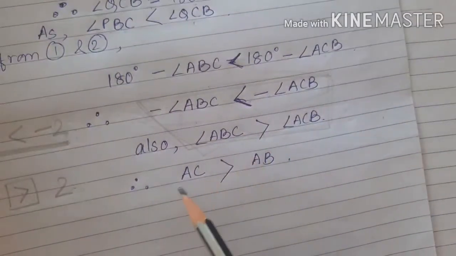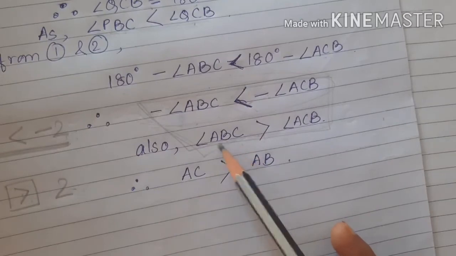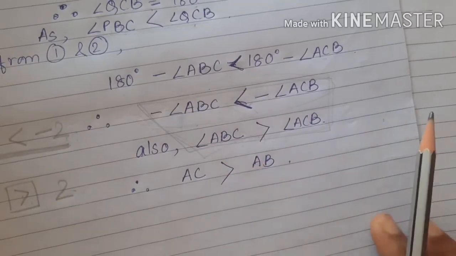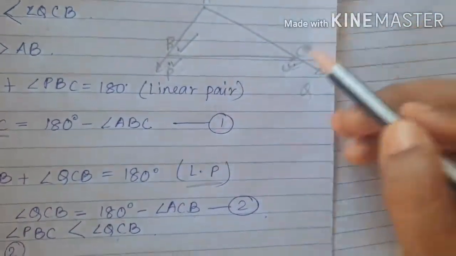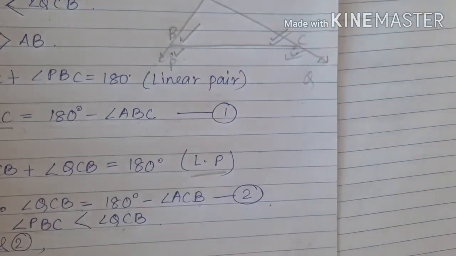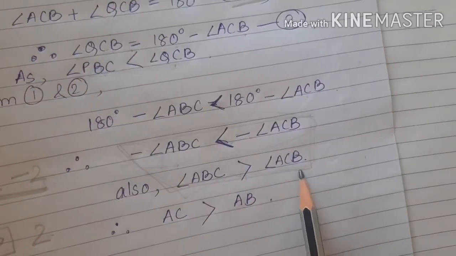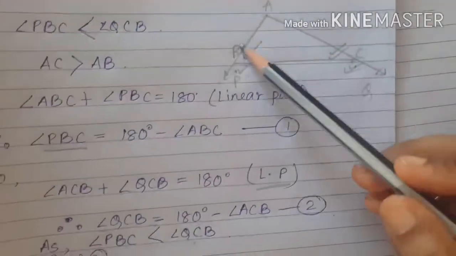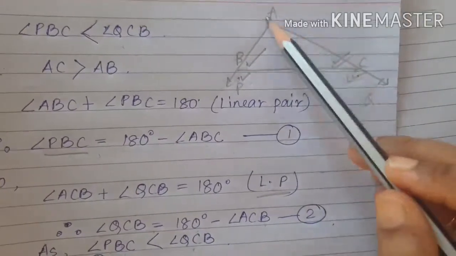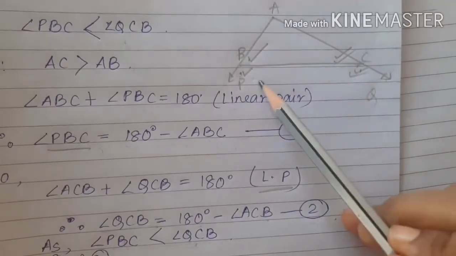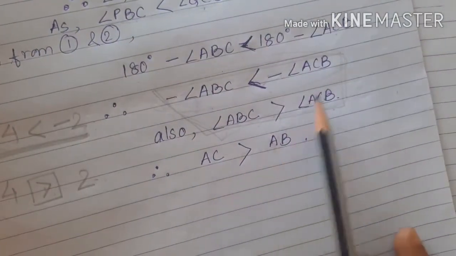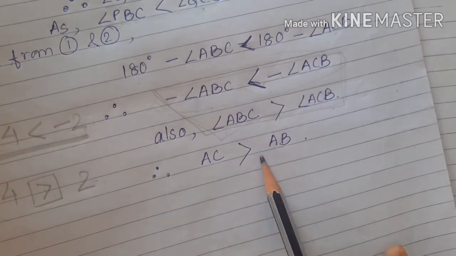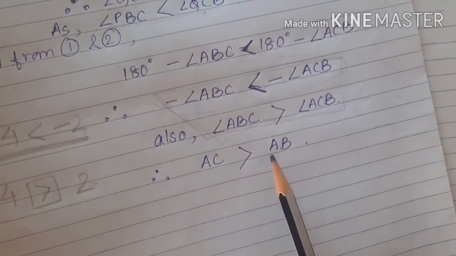So see, now what did we get? Angle ABC is greater than angle ACB. So now we will look at the diagram. Where is angle ABC? See, this is angle ABC, and where is angle ACB? This is our angle ACB. So we got angle ABC greater than angle ACB. Now see the diagram. What is the side opposite to angle ABC? Yes, AC. And what is the side opposite to angle ACB? Yes, AB. So finally we can say that AC is greater than AB.